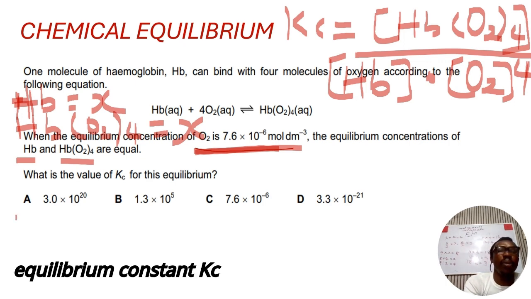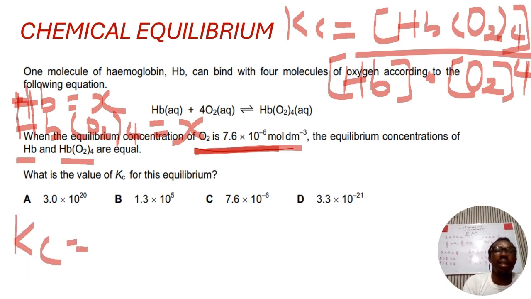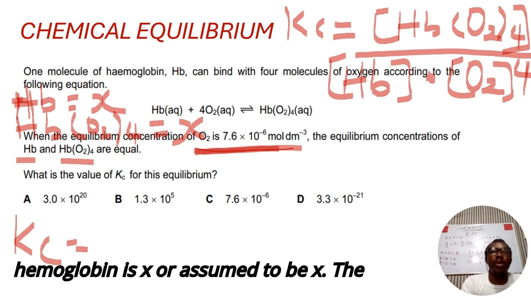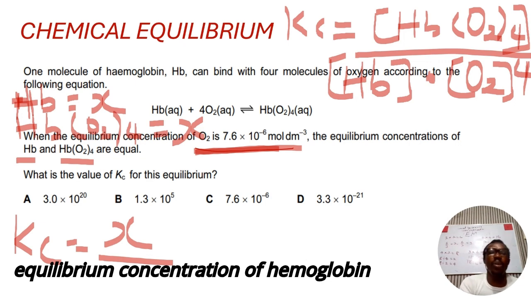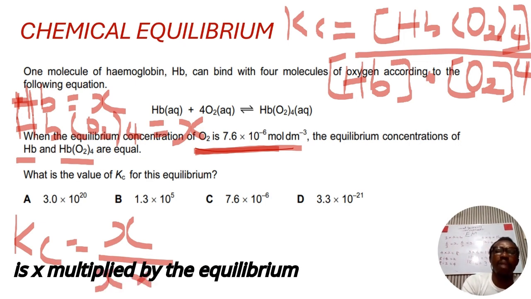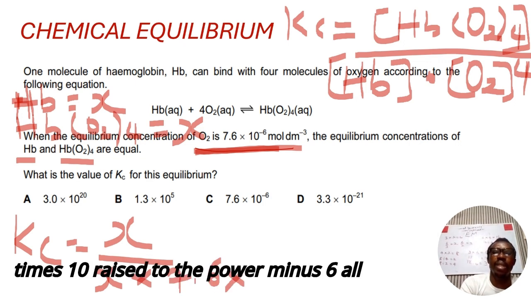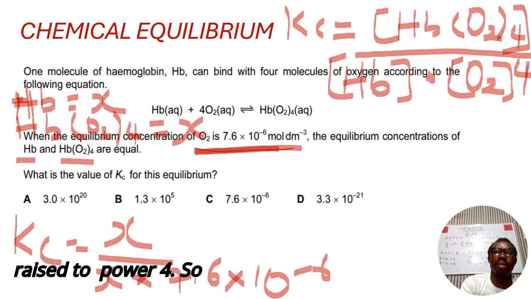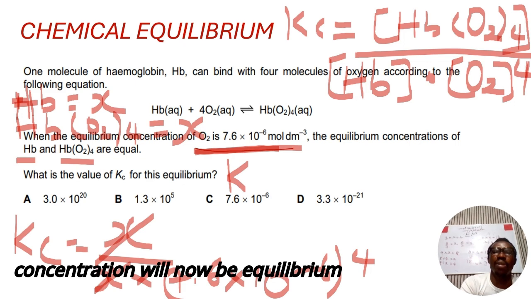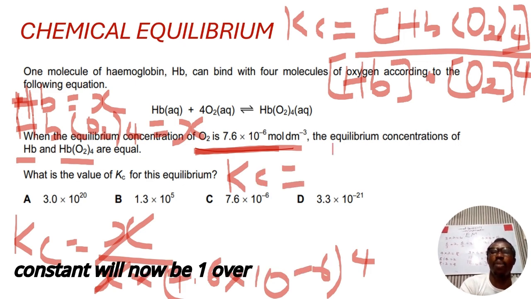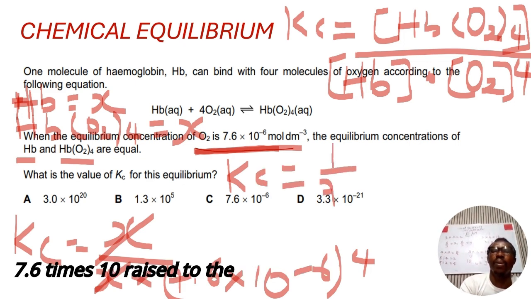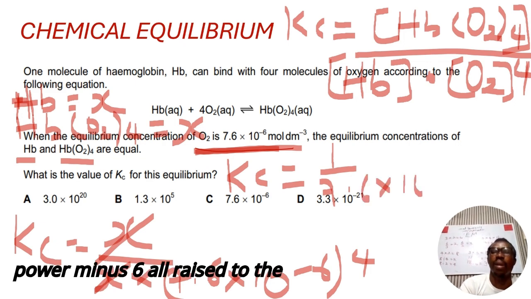So if we write the equilibrium constant Kc, the equilibrium concentration of the oxide of hemoglobin is X, we assume. The equilibrium concentration of hemoglobin is X, multiplied by the equilibrium concentration of oxygen, 7.6 times 10 raised to the power minus 6, all raised to the power 4. So X cancels X. The equilibrium constant will now be 1 over 7.6 times 10 raised to the power minus 6, all raised to the power 4.